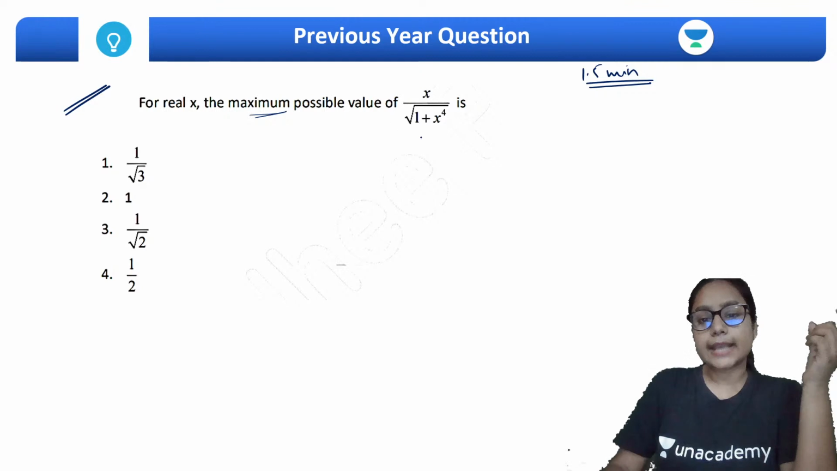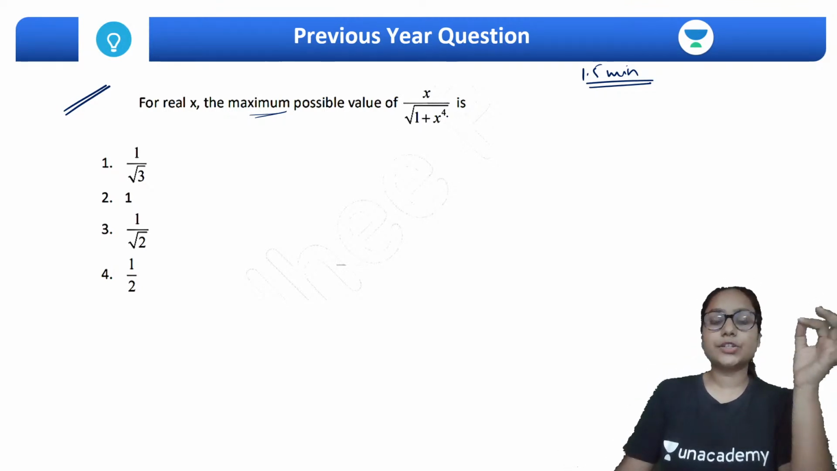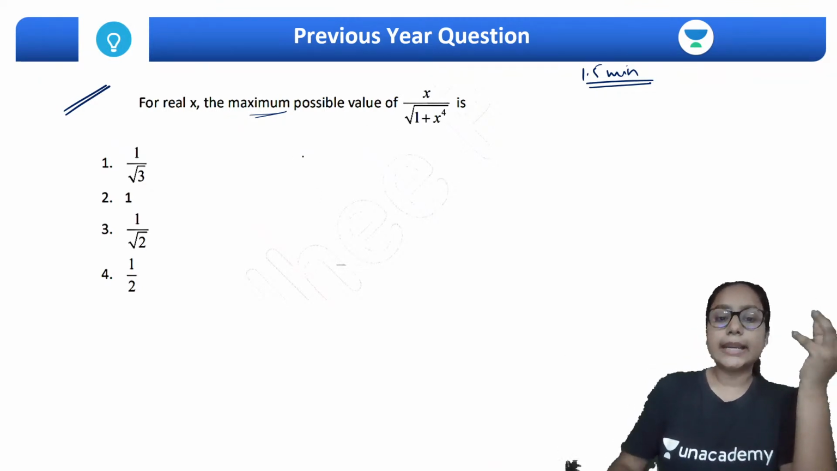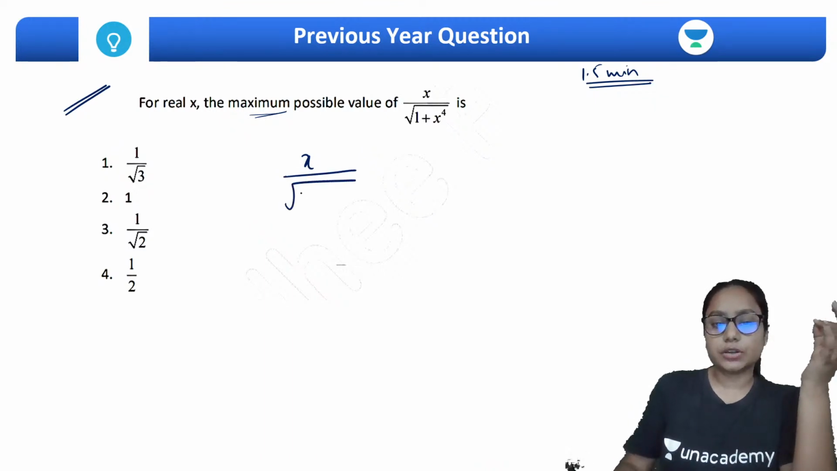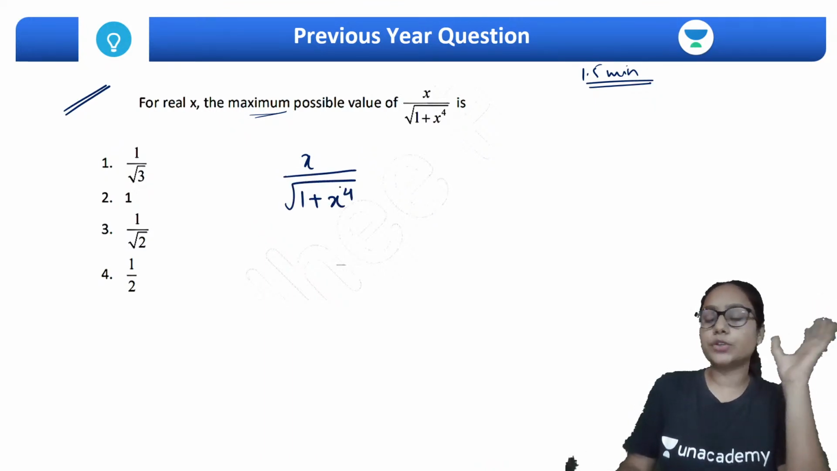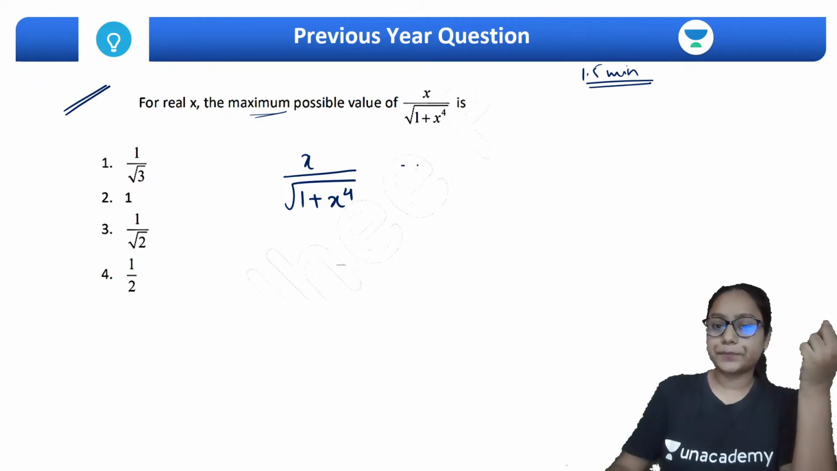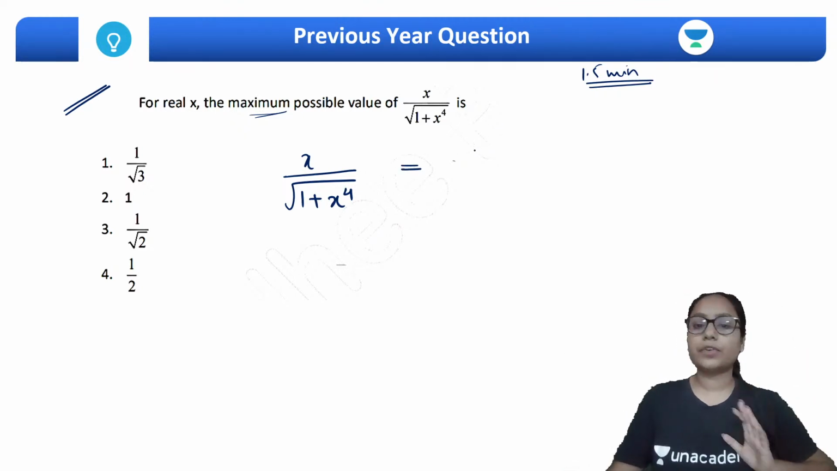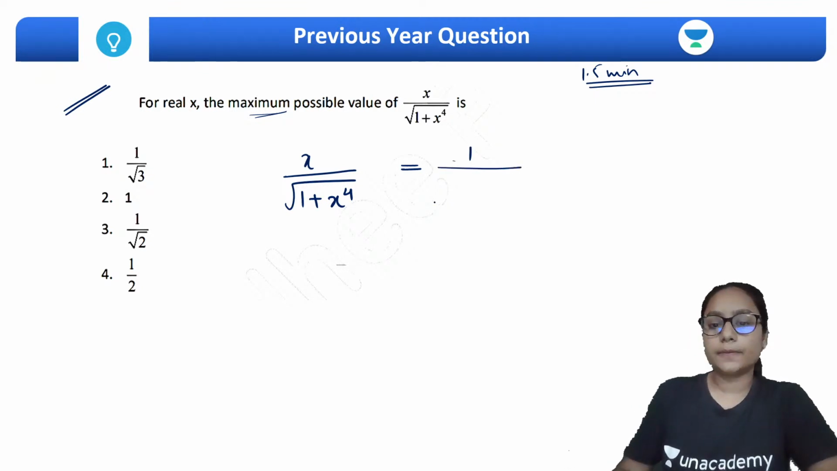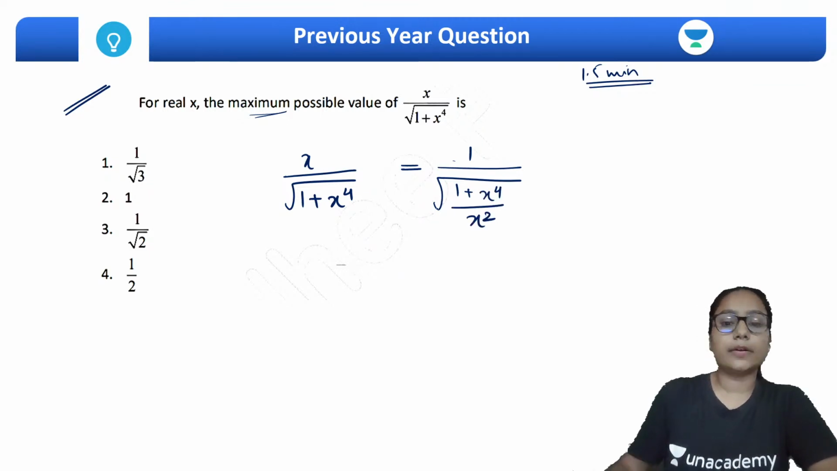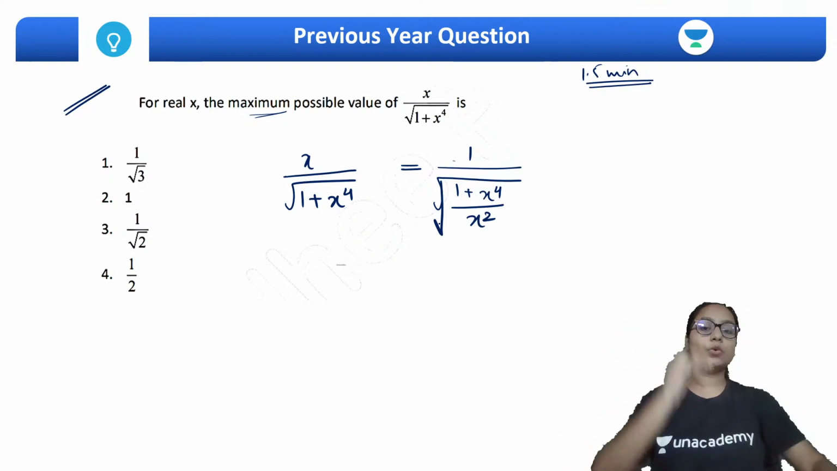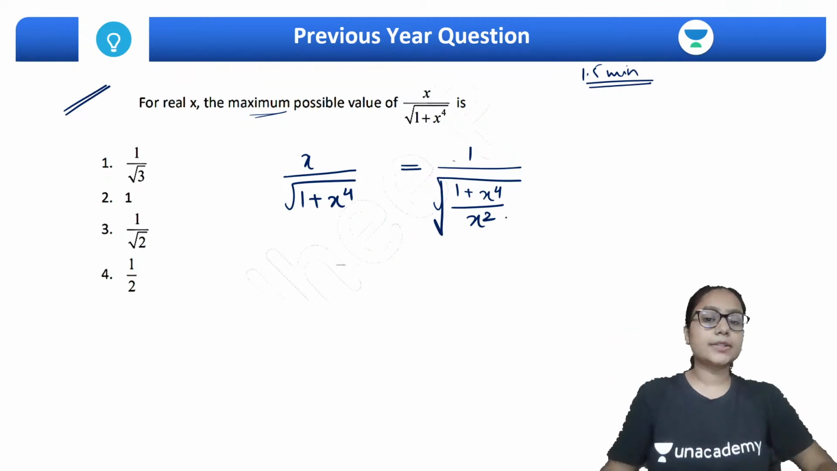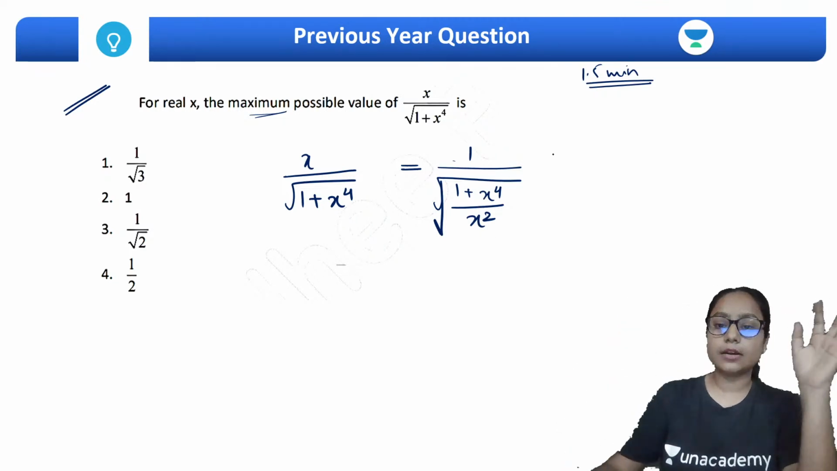See, you have this x upon under root 1 plus x raised to the power 4. Let us try to change this expression a bit into some other form. Now this x, which is there in the numerator, I can bring down to the denominator, right? So what do I have? 1 upon under root 1 plus x raised to the power 4 upon x square. So when x goes under the root, it will become x square. I hope this step is clear, all of you.